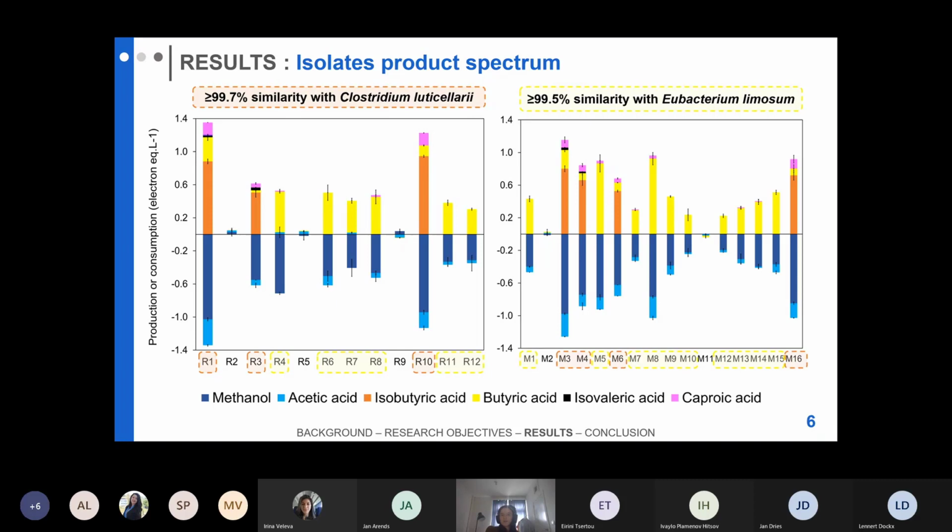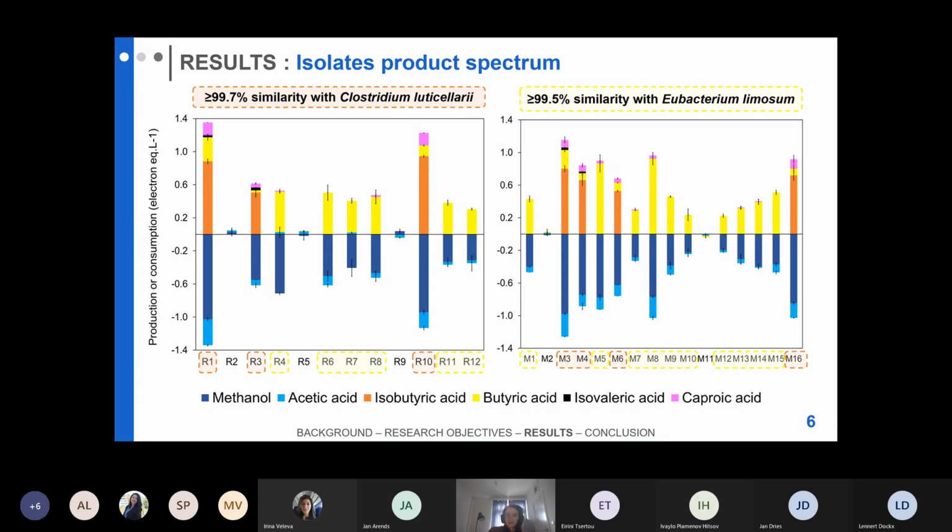And all the other isolates were also related to the same organism, Eubacterium limosum, which is an acetogen. That is the one I mentioned earlier that is able to produce longer chain carboxylic acids when growing on methanol. It is the one that is able to do it.